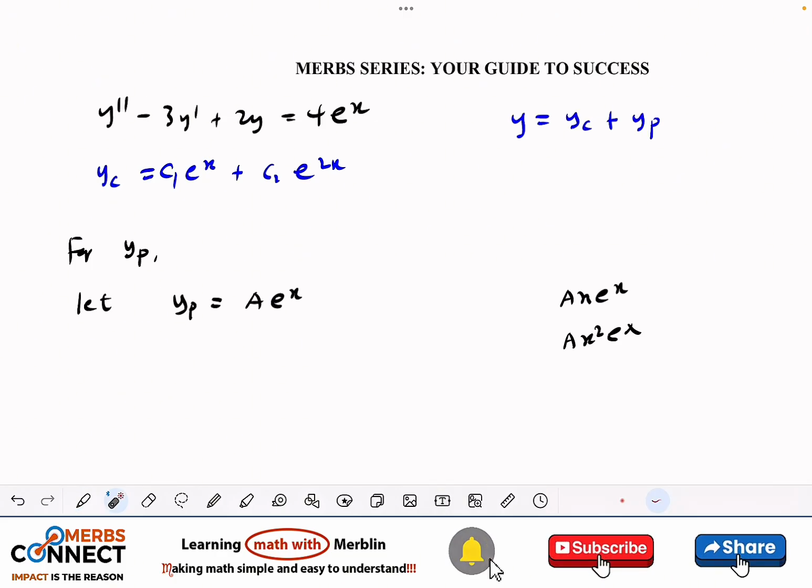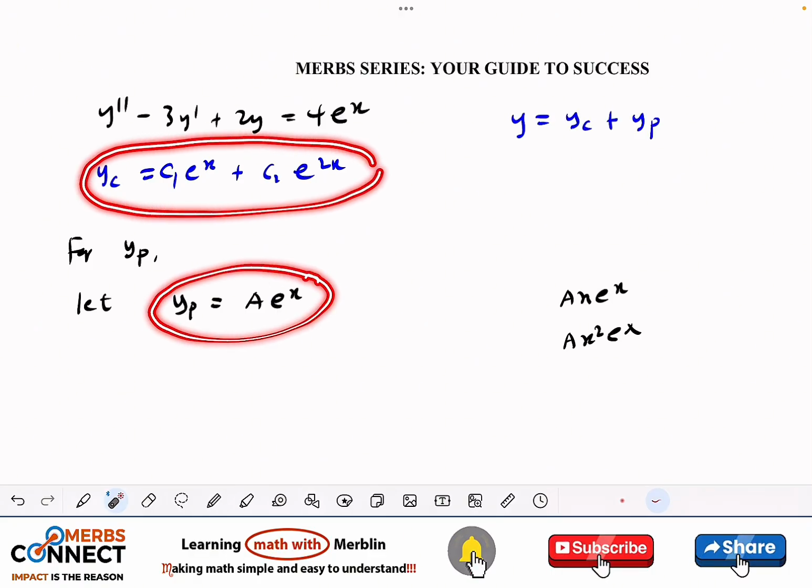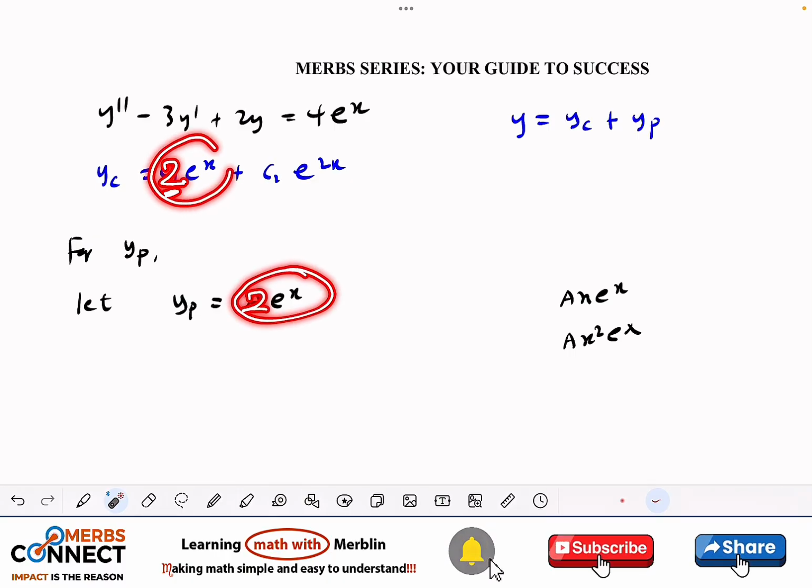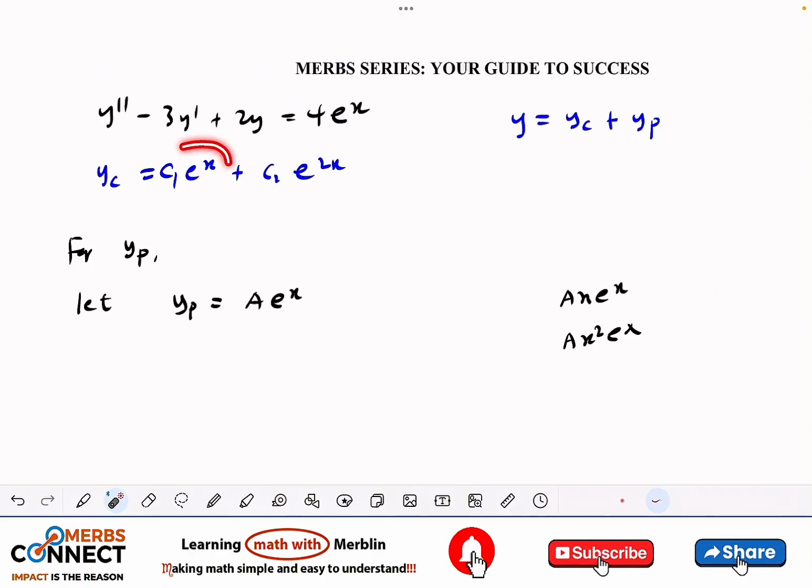To continue, what you need to do is compare this to the complementary solution to find out if they are not the same. This is a constant, and this is a constant. We have e to the power x, which is the same as the e to the power x here, so this is the same as this. Remember, this is a constant: this can be 2, this one too can be 2, and this will be the same as this. So we cannot have a particular solution which repeats itself in the complementary solution. We need to modify this so that it will be different from this.